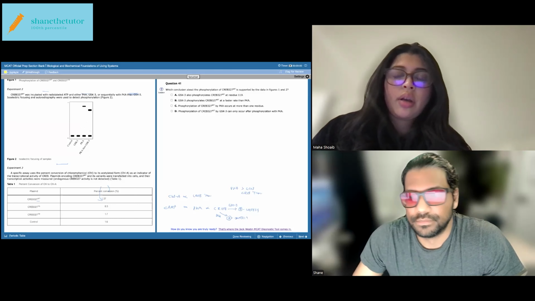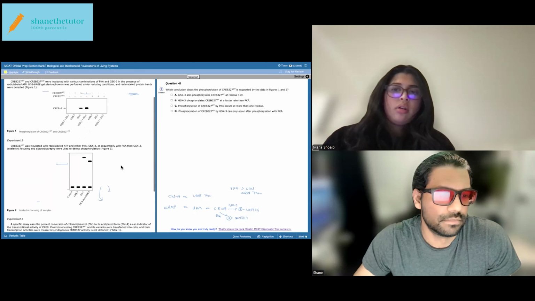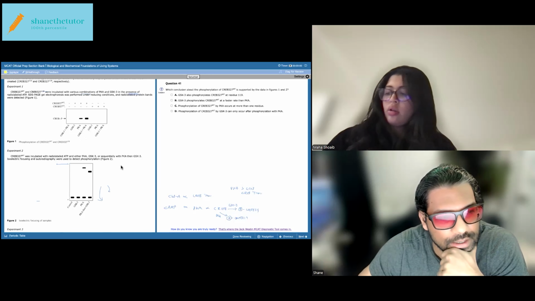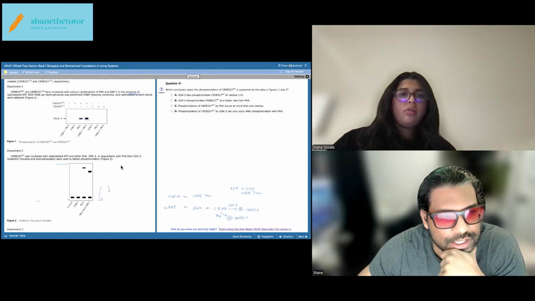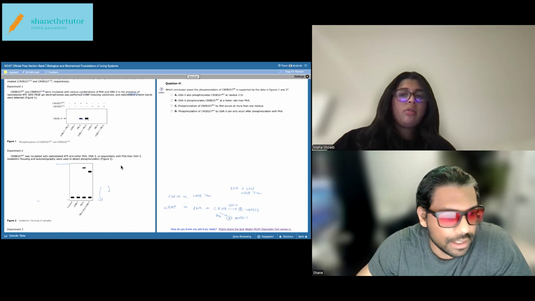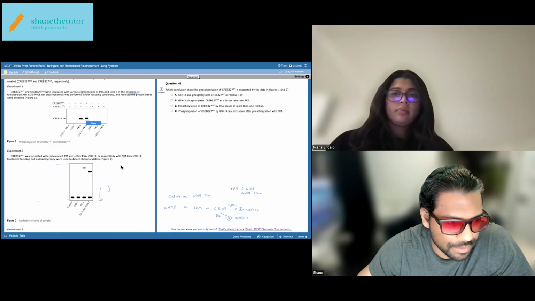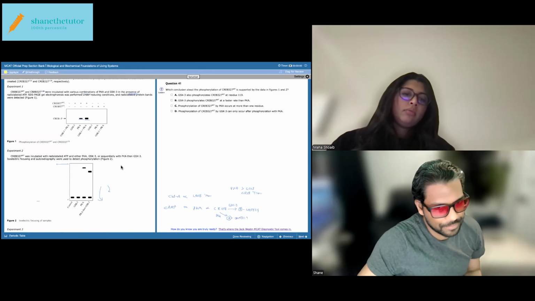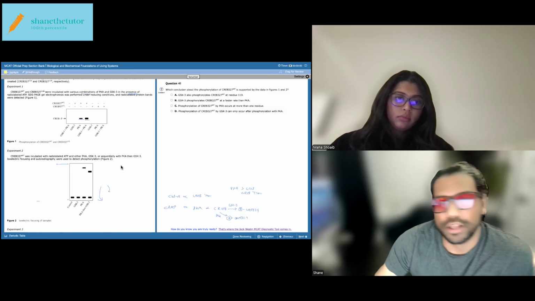What conclusion about phosphorylation of Krebs 327 is supported by the data in figure 1 and figure 2? Okay, so in figure one we see that PKA can do it, and GSK on its own can't do it, but PKA can do it, and GSK plus PKA can do it. And here we see again PKA can do it, and then here it says PKA then GSK, right? So we're going to look for something like that.